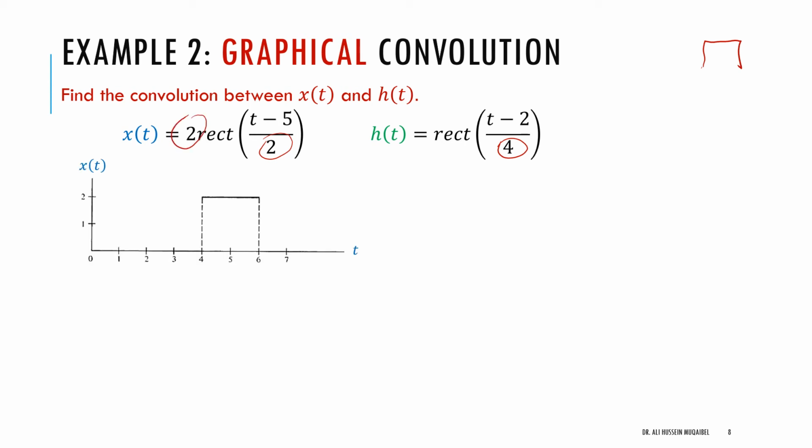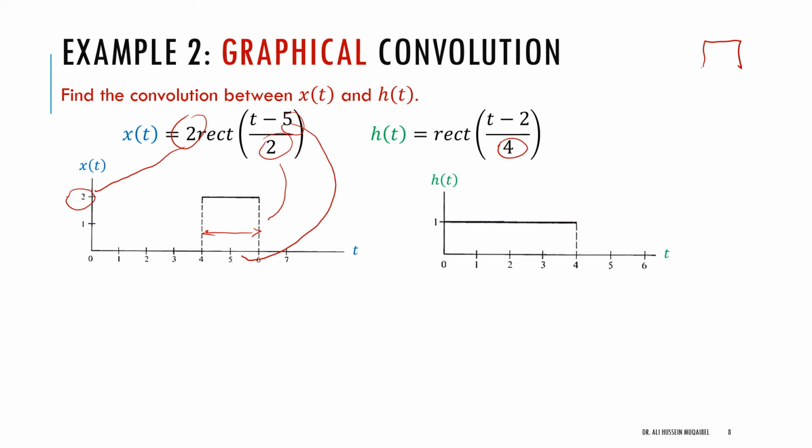So the first signal is shown here. This is the amplitude of 2. This is the width, and that's the shifting point. I'm sure you can sketch the other one. The other one will be a unit of amplitude 1, and the width is 4, and the center is at 2. So if somebody says convolve these two signals, this is a much easier example compared to what we have.